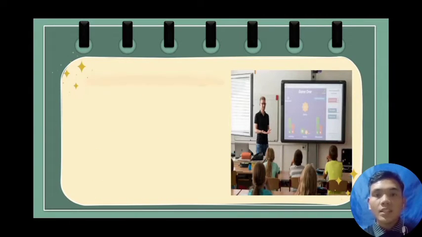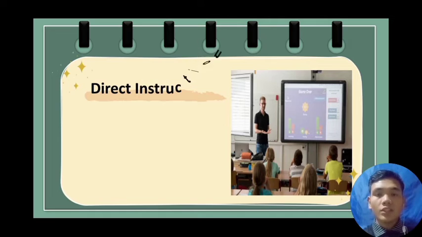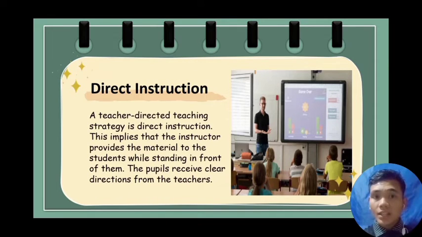Next teaching strategy that is common in traditional education is direct instruction. A teacher-directed teaching strategy is direct instruction. This strategy implies that the instructor provides the material to the students while standing in front of them. The pupils receive clear directions and instructions from the teachers. The evidence unequivocally demonstrates that direct instruction is superior to alternative educational programs in terms of effectiveness and that these advantages last until high school. Students of various talents, levels, and social backgrounds experience the favorable outcomes.